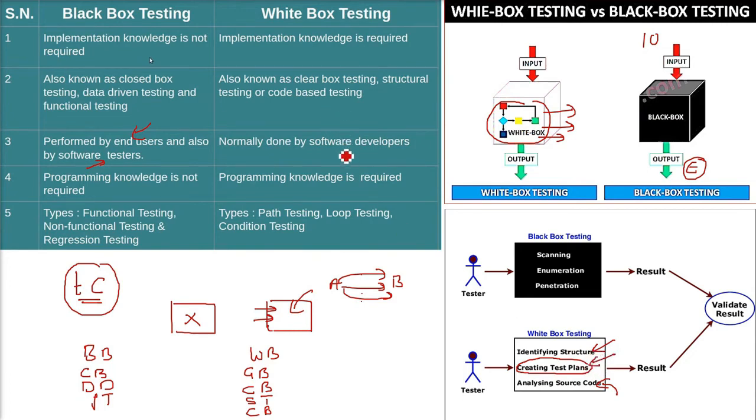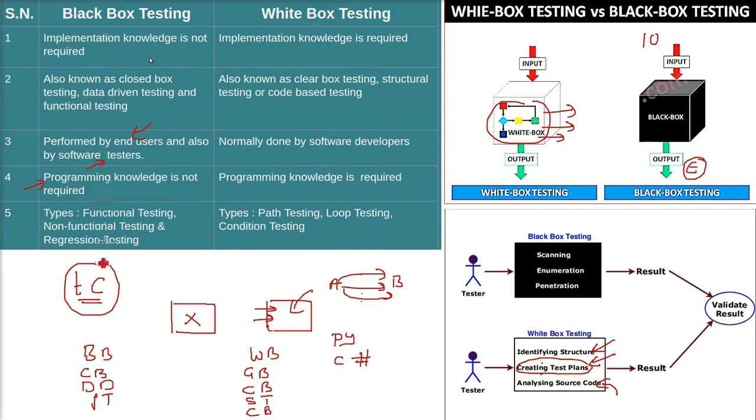Now coming to the programming knowledge. You give input and you get the output, trying to see the functionality. So programming knowledge may not be required. For white box testing, it is required, because you need to know that a Python construct is different from a C# construct. So the coding knowledge should be there.